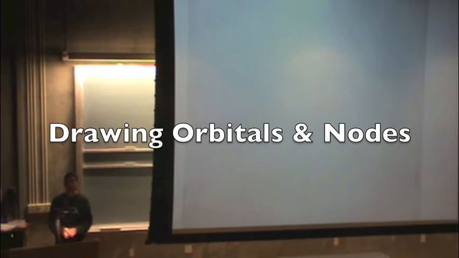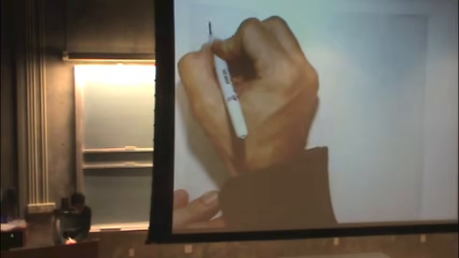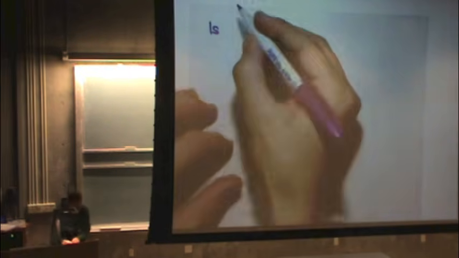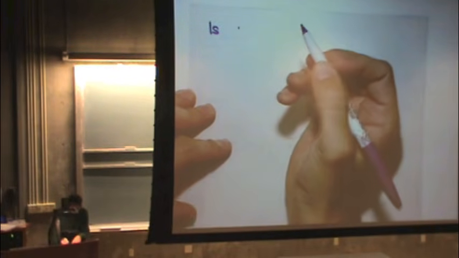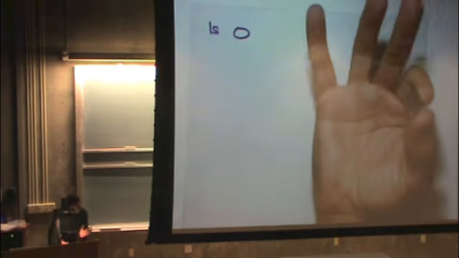I can give you any orbital and ask you to draw it. So for example, let's say I said, I want you to draw a 1s orbital. You need to be able to draw any s, any p, or any d orbitals. So for an s orbital, it's what shape? Sphere. That's it, you're done.